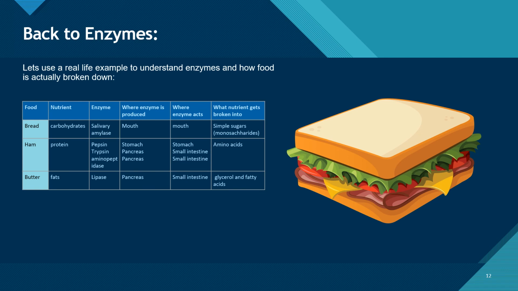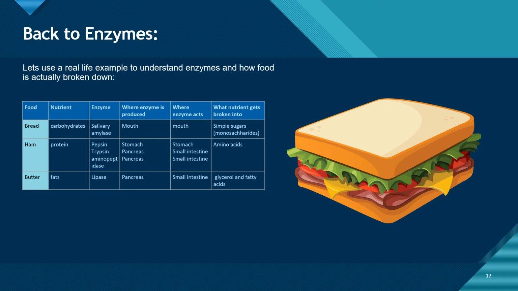And the last one, the nutrient that butter makes, is fats. The enzyme is lipase. That's really the only one you can use. It's produced in the pancreas, and it acts in the small intestine. What it eventually gets broken down to is glycerol and fatty acids.